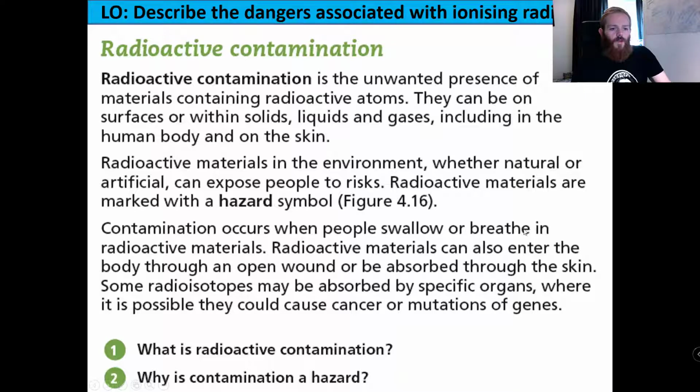Contamination occurs when people swallow or breathe in radioactive materials. Radioactive materials can also enter the body through an open wound or be absorbed through the skin. Some radioisotopes may be absorbed by specific organs where it's possible they could cause cancer or mutations of genes. So this is really just talking about the effect of contamination. It doesn't say here, by the way, you could be contaminated by a radioactive substance and it not be inside, it could be on you.